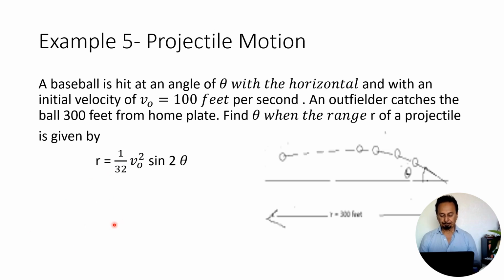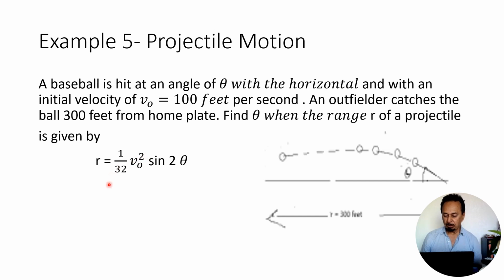Example 5. A baseball is hit at an angle of theta with the horizontal and with an initial velocity of v sub 0 equal to 100 feet per second. An outfielder catches the ball 300 feet from home plate. Find theta, when the range of a projectile is given by this formula.